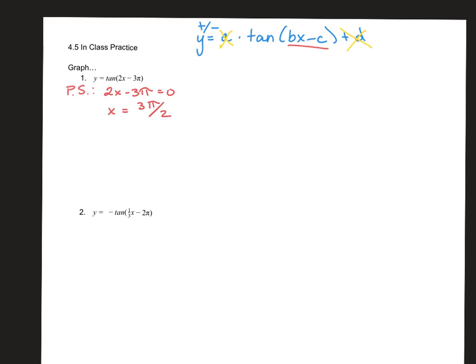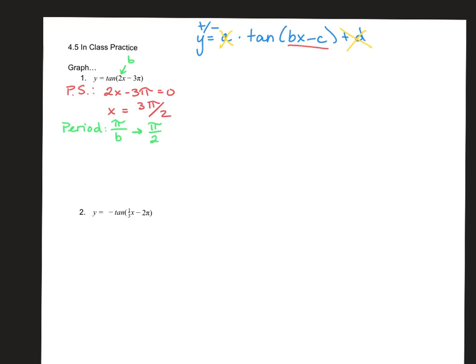And so now we need to know the period. To find the period, instead of taking 2 pi and dividing by b, which is what we did for sine and cosine, tangent only requires half of the circle instead of the full circle to get a wave. So we're going to take a length of pi, which is half of a circle, and divide that by our b value, which is the coefficient of the x. So in this particular problem, our period will be pi over 2.